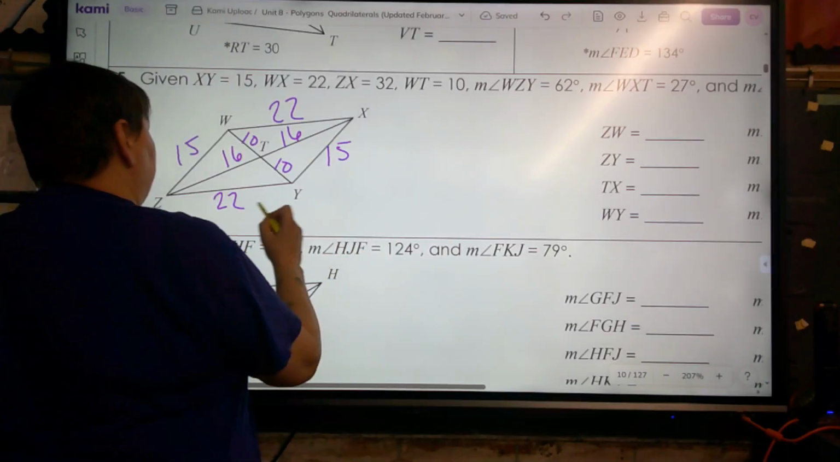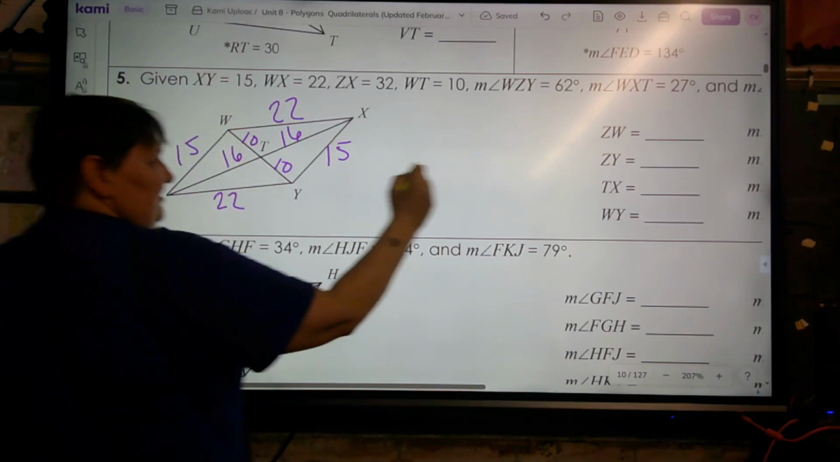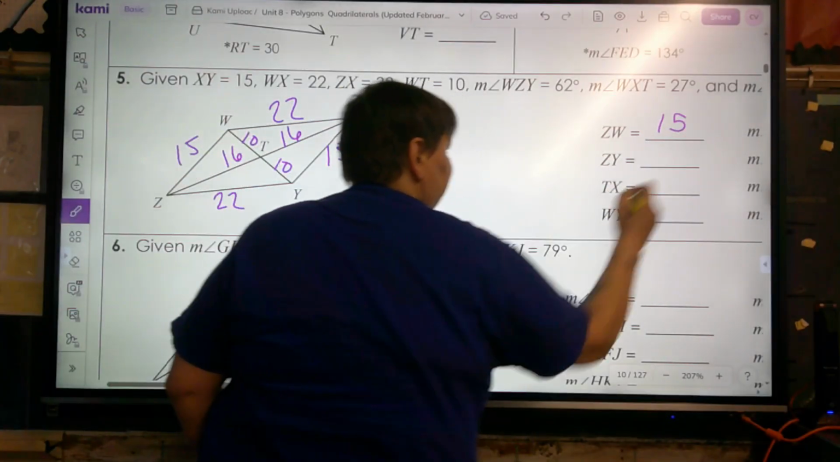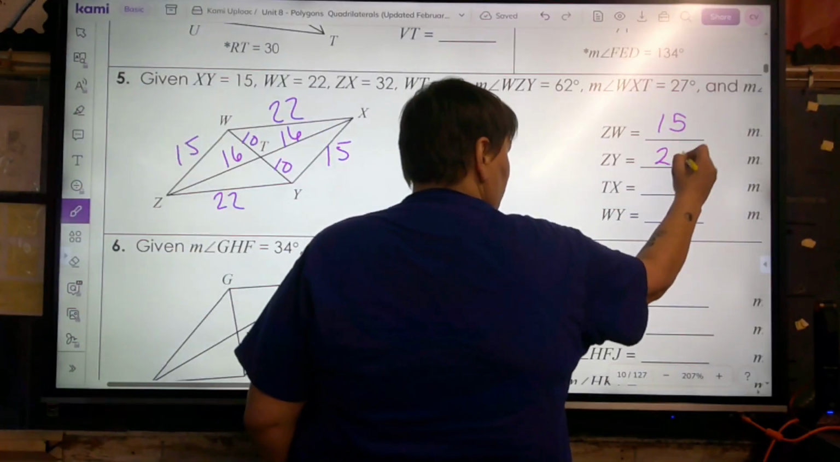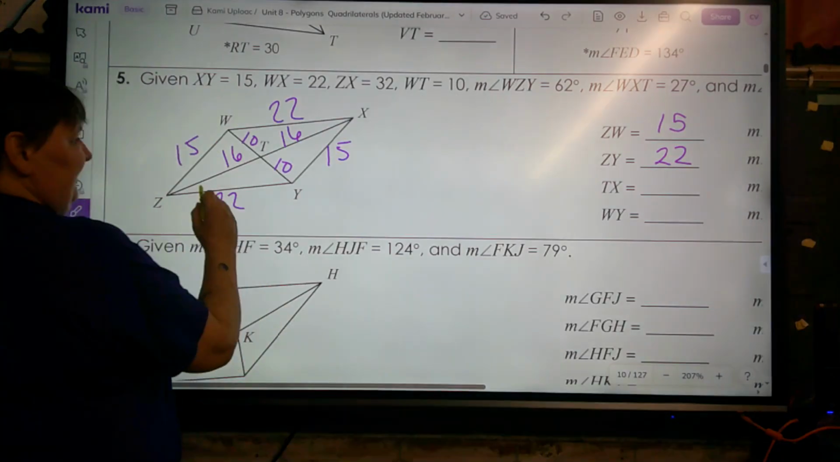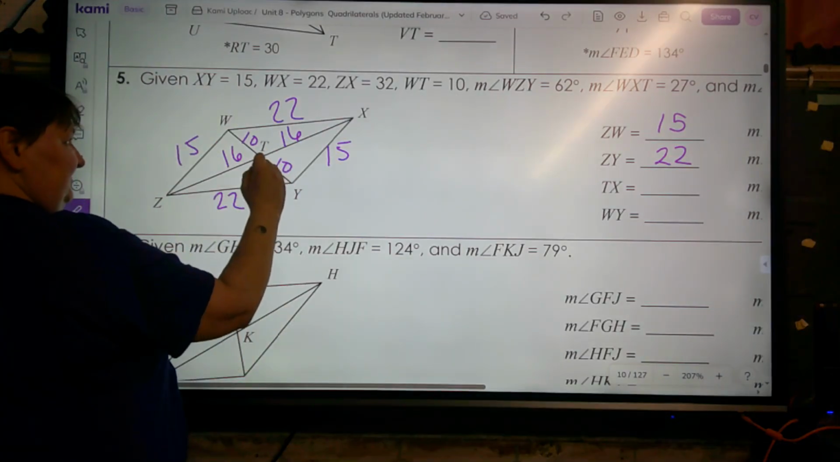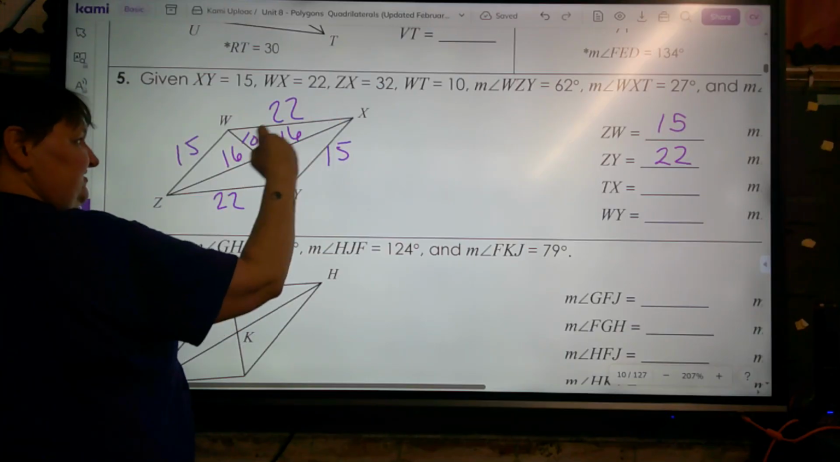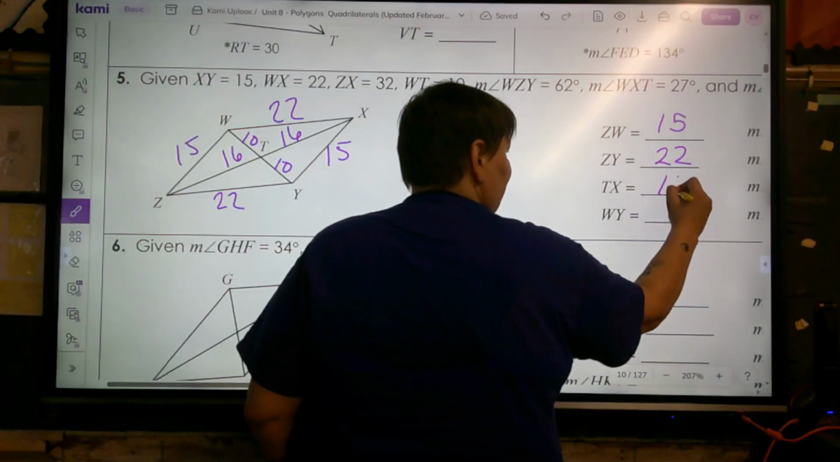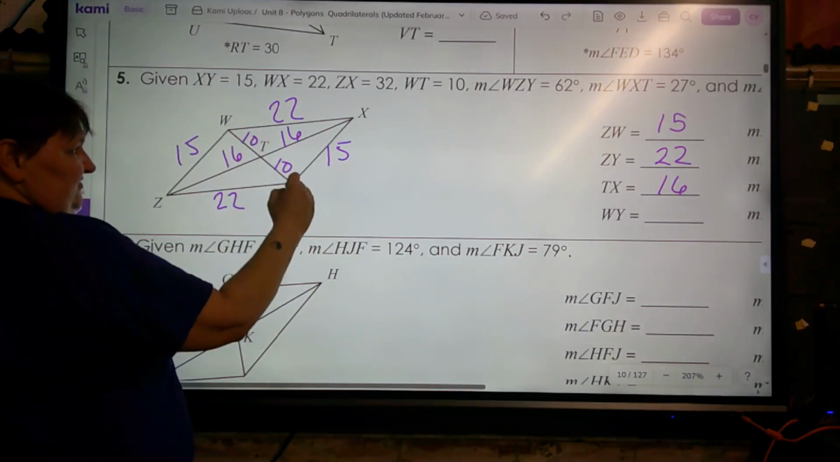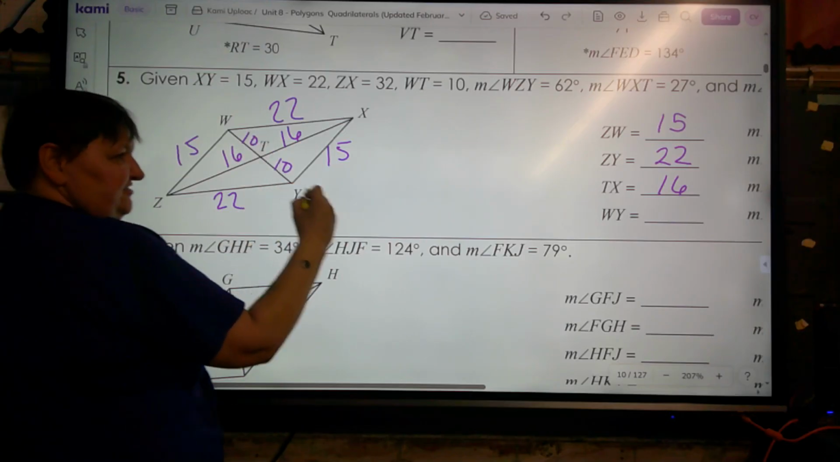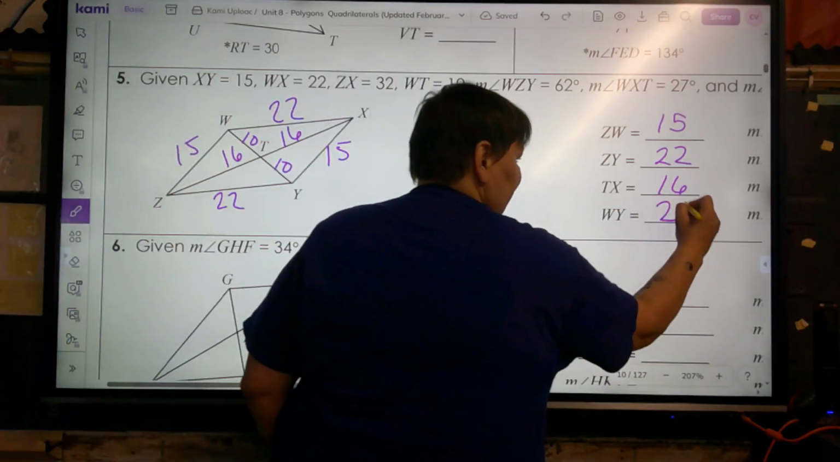So ZW, 15. ZY, 22. TX, 16. And WY. Half was 10, so double has to be 20. Combined, it has to be 20.